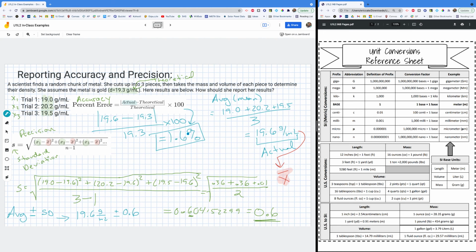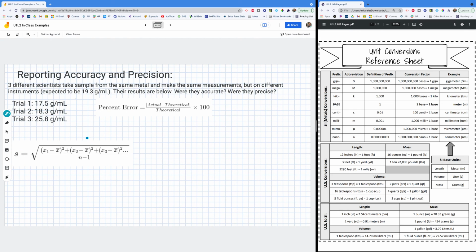Okay, that was a lot of work. I know it. Let's do one more example of this stuff, and I'm not going to write all of the extra stuff in. I'm just going to write the numbers in and show you what's going on. In this case, same exact sample of metal. We had 3 different scientists come in with their different instruments and try different ways to figure out the density. And these were the answers they got.